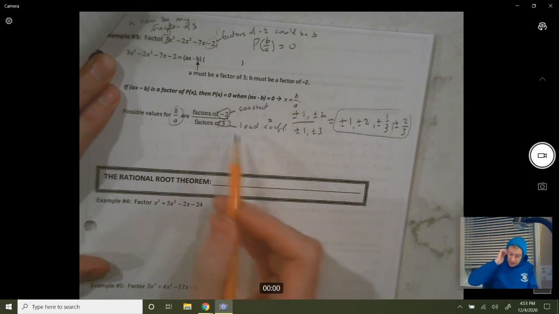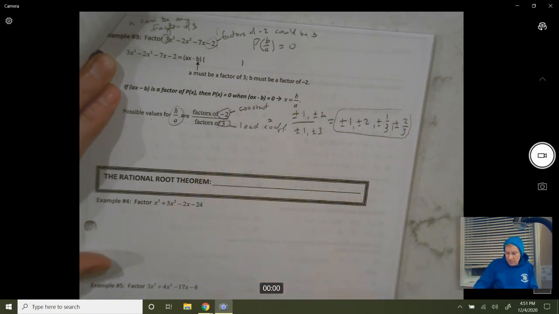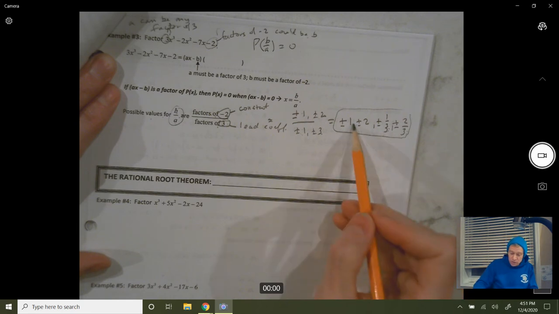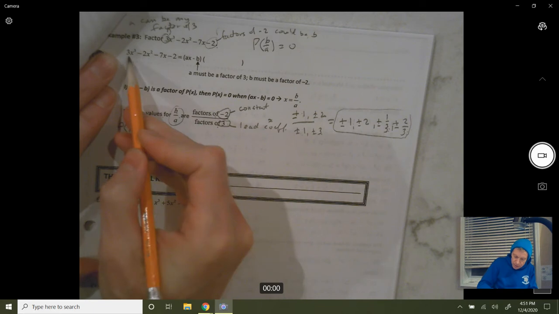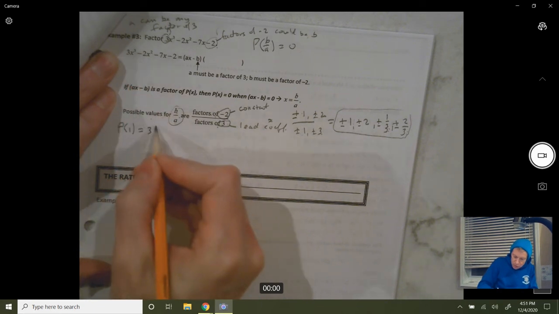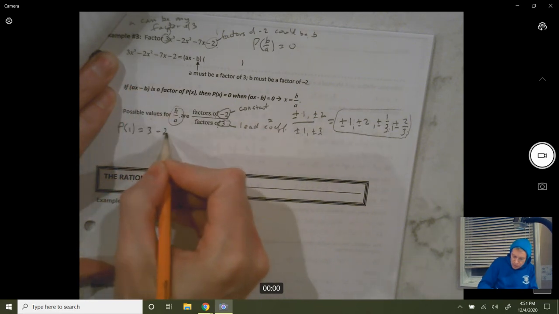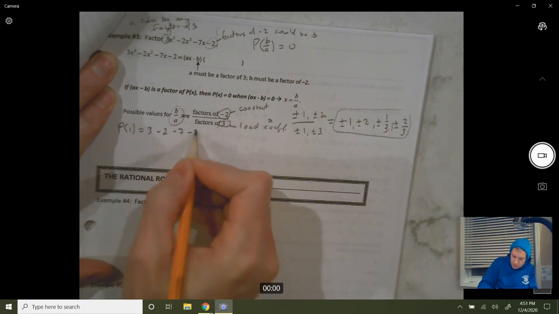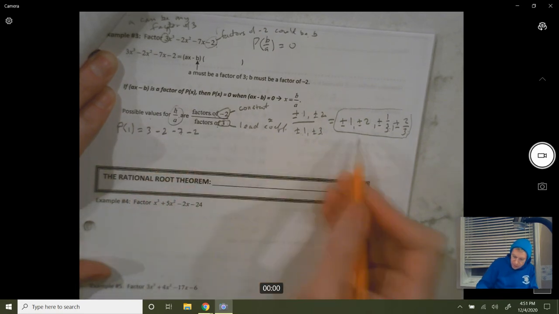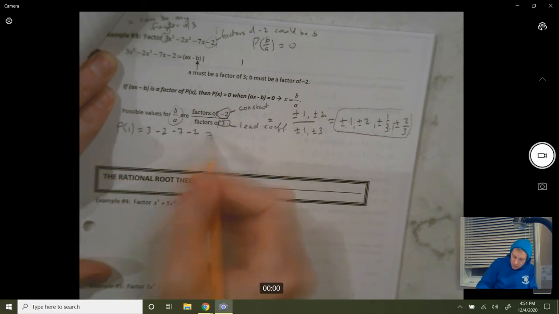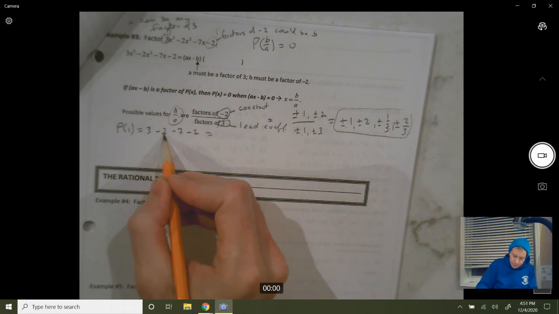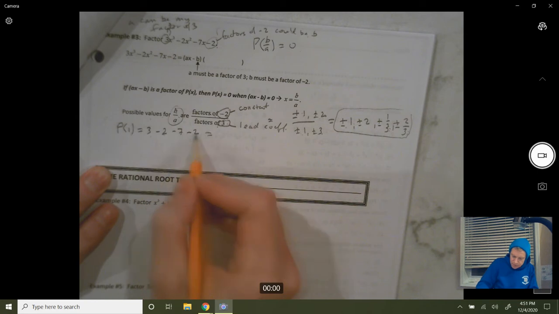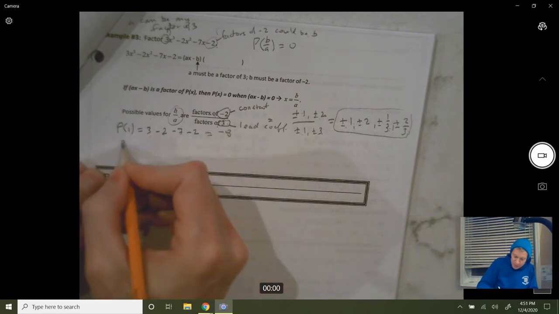And what we get here, I'm probably not going to test these first. We're going to start with the 1. If you plug in a 1, so P of 1, 3 times 1 cubed minus 2 times 1 squared minus 7 times 1 minus 2. Basically plugging in positive 1 into your polynomial. Does that work? No, it doesn't. We get 3 minus 2 is 1, minus 7 is negative 6, and we get negative 8. That doesn't work.